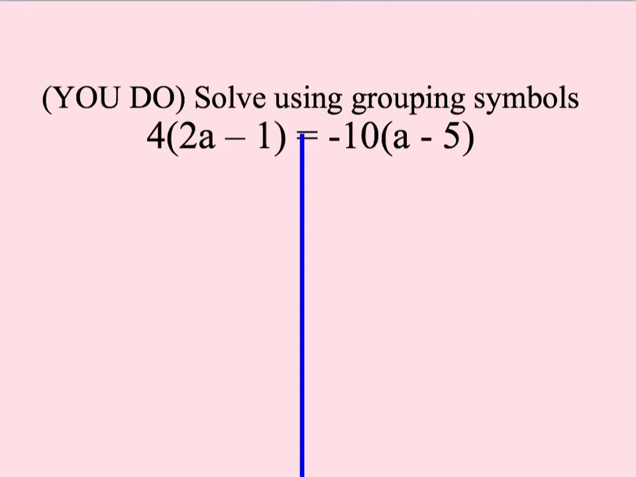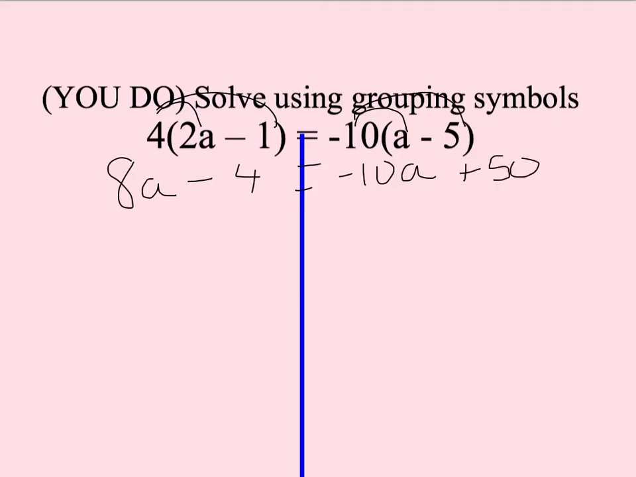Okay, so what you should have done is distribute the 4 times 2a, which would give you 8a. Bring down your minus sign. And 4 times 1 is 4. Over here, we want to distribute negative 10 to the a, so negative 10a. Actually, in this case we have negative 10 times negative 5, which would give us a positive 50. Okay? So from here, the next step is to get all the variables on one side.